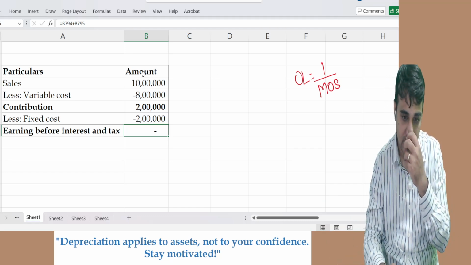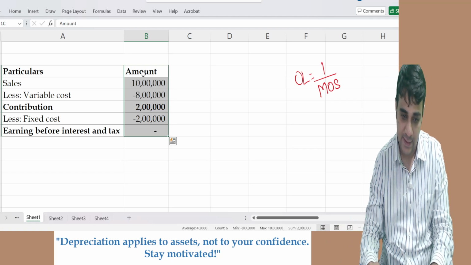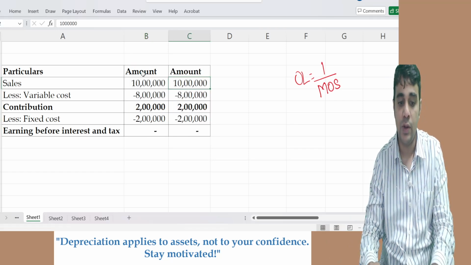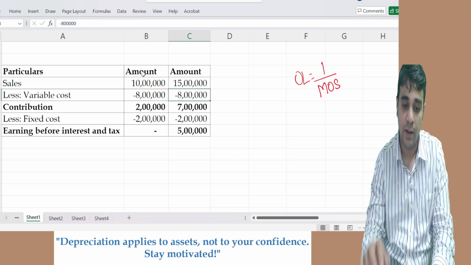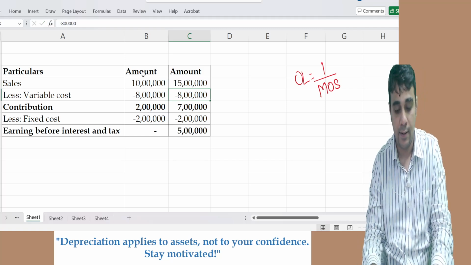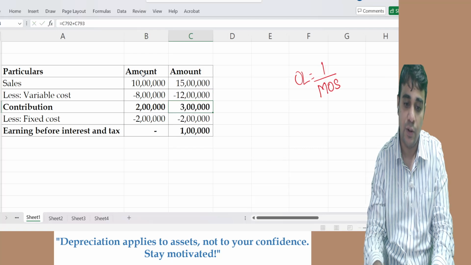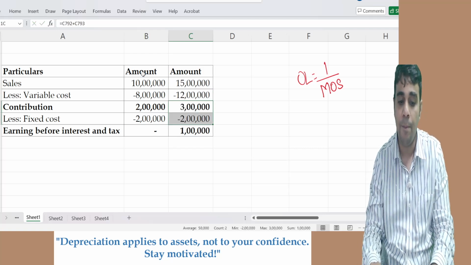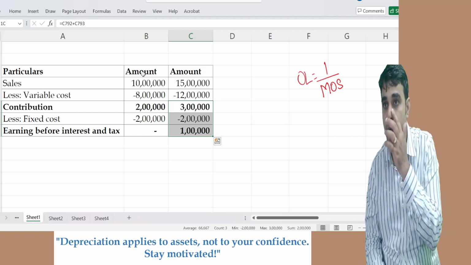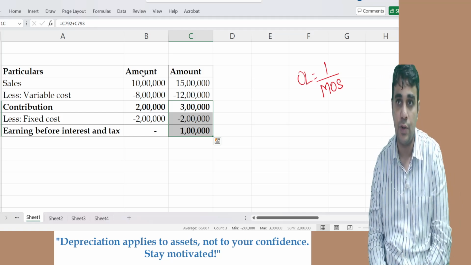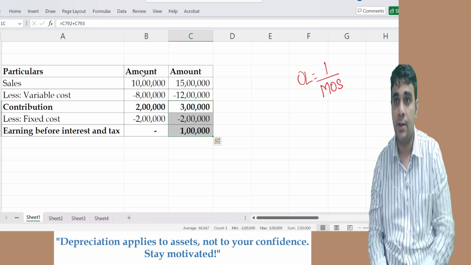Now, how do I get this 1 by margin of safety? Let's take the same number as it is. Now this company is doing 15 lakh, variable cost will be 12 lakh. Our operating leverage is 3 times, contribution divided by EBIT.